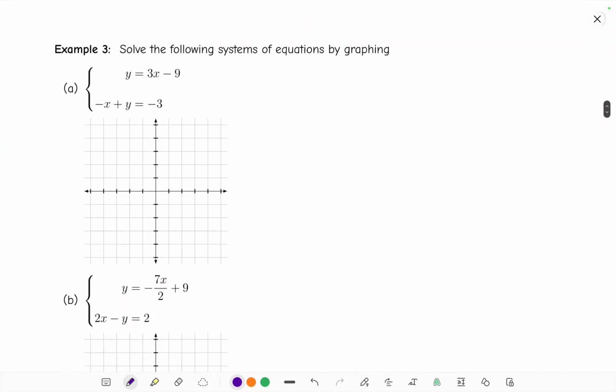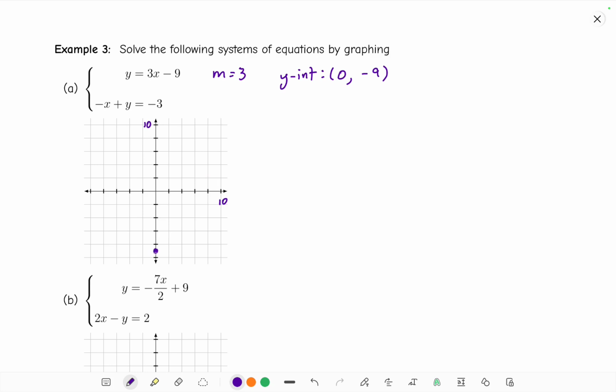Example 3, solve the following systems of equations by graphing. Okay, so if we look at y equals 3x minus 9, that is in slope-intercept form. So that means our slope is 3 and our y-intercept is (0, -9). That means I can graph this with just that information, but I need to put units on my graph. Each tick mark will be worth 2 here. So (0, -9) will be right here.